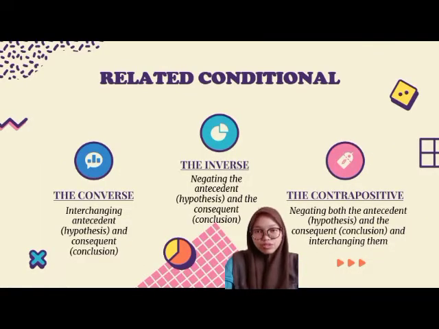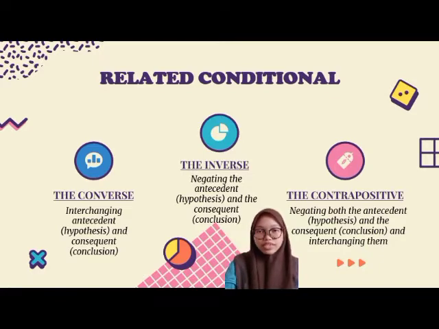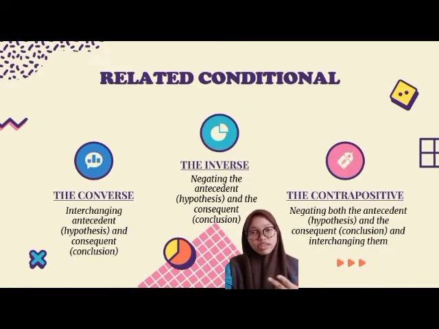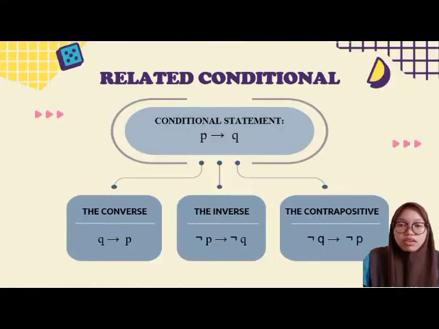Next, we will continue to related conditionals. In related conditionals, there are three important forms related to P implies Q that will be introduced: the converse, the inverse, and the contrapositive. So, what is the converse? The converse is interchanging the hypothesis and the conclusion. The inverse is negating both the hypothesis and the conclusion, while the contrapositive is interchanging and negating both the hypothesis and the conclusion.